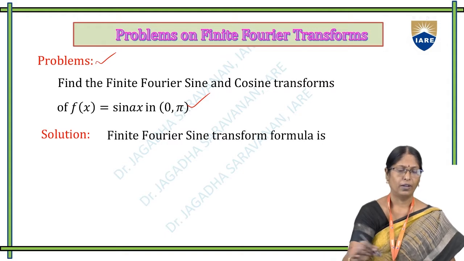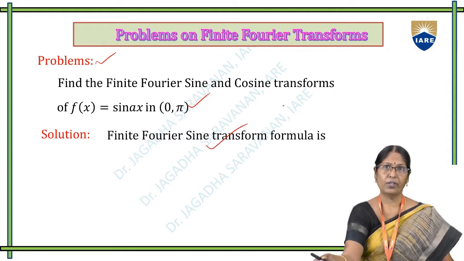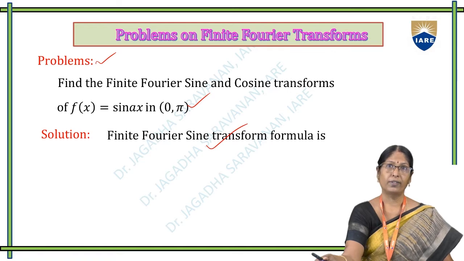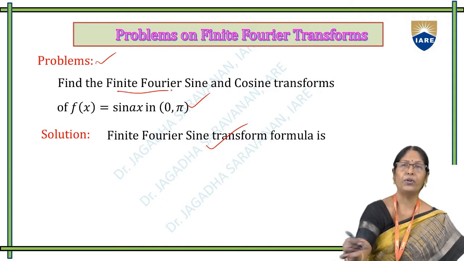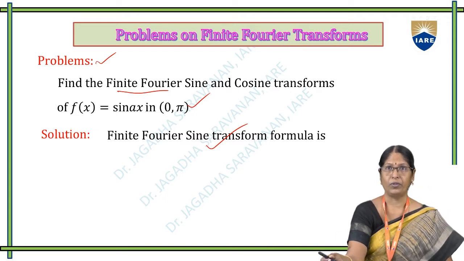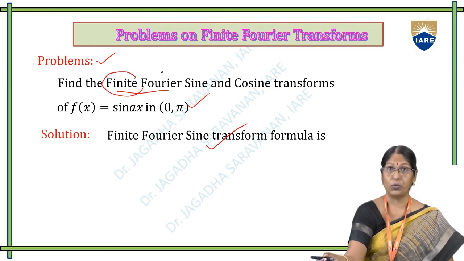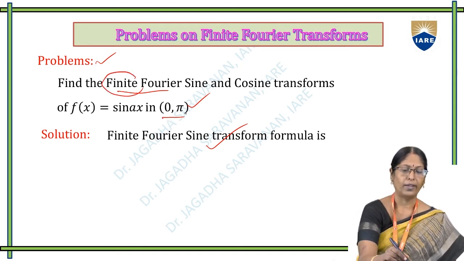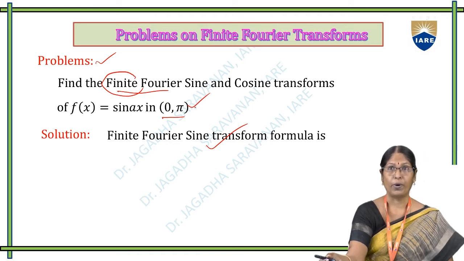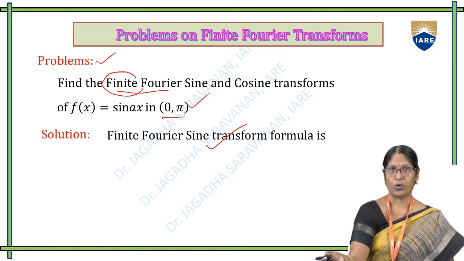Solution. The question which is given, the function is f of x equal to sine ax, and the word finite is also mentioned. Suppose in case this word finite is not given, looking at the interval 0, pi, we have to select finite only. Because if infinity is there, we will go under infinite Fourier transform. So we will do the problem.